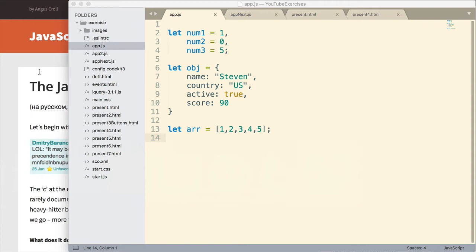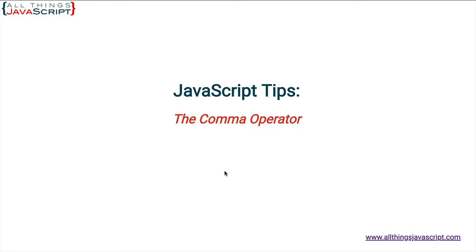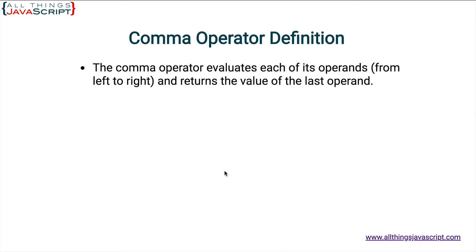So what does it do when it's an operator? What is the purpose of the comma operator? Well, let's look at a definition really quick. The comma operator evaluates each of its operands from left to right and returns the value of the last operand. So in the case of a left and right operand, the operand on the right gets returned.